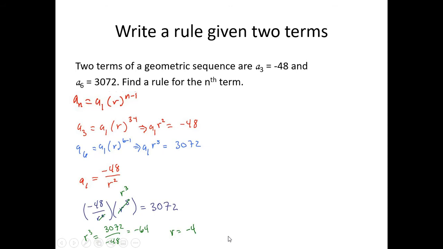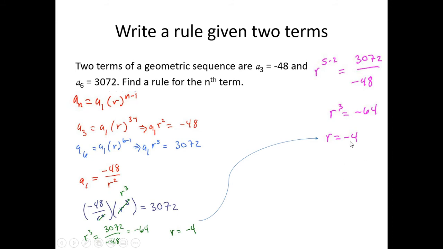Now, an alternate way to have figured out r, I could have done it this way. R to the 6 minus 1, which is 5, minus 3 minus 1, which is 2. So r cubed is equal to a sub 6, which is 3072, divided by negative 48. And r cubed is equal to negative 64. R is equal to negative 4. So these two match. They're the same exact value.